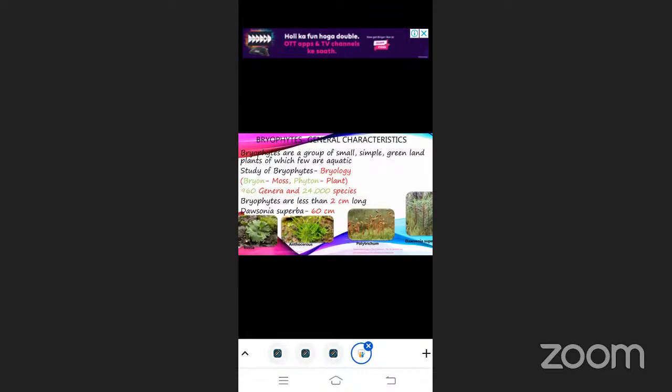So it is not an individual plant. It does not have roots or such structures. It is directly attached to the body only.